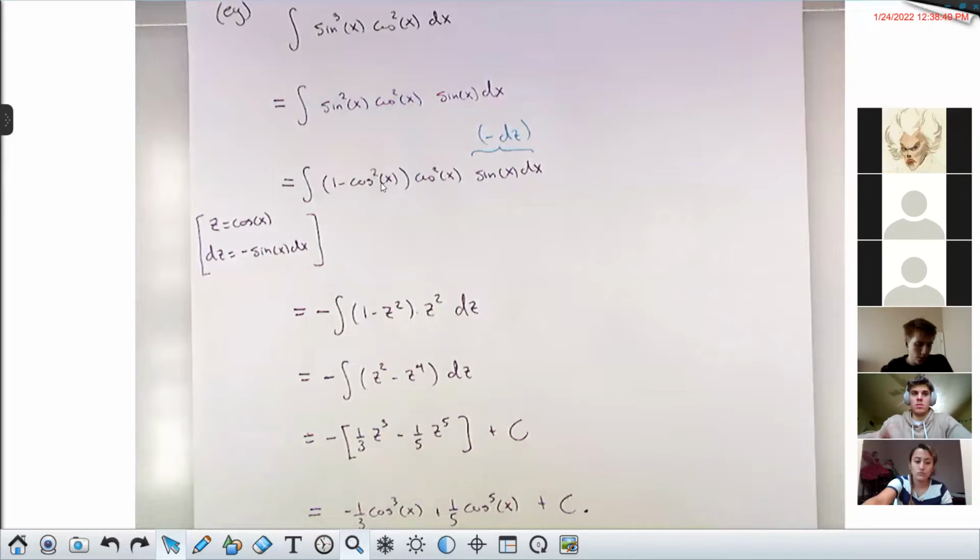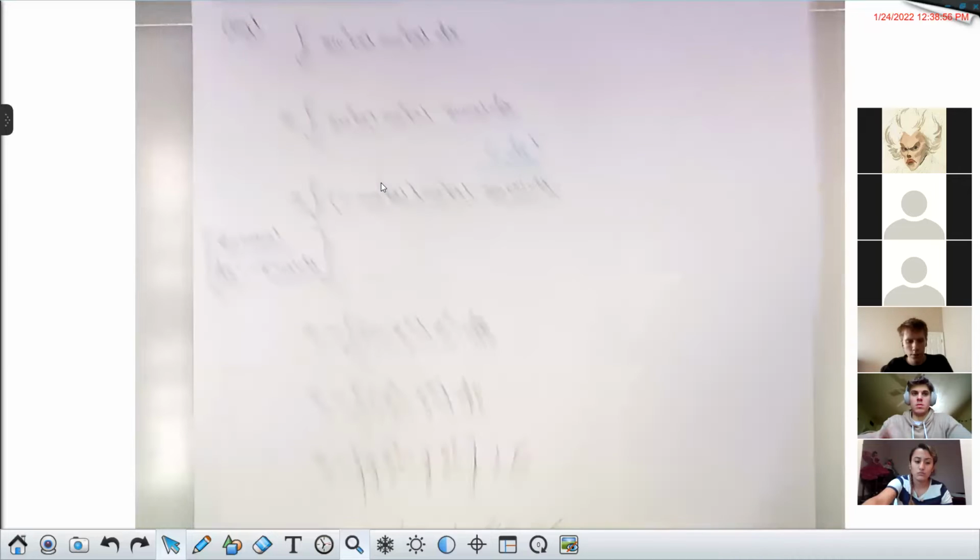I think we are about out of time for today. So I'm going to wrap up by summarizing what we're doing here. There are plenty more of these to talk about. But let me give you the strategy for the sine cosine integrals in general. And next time we'll look at some more of these.